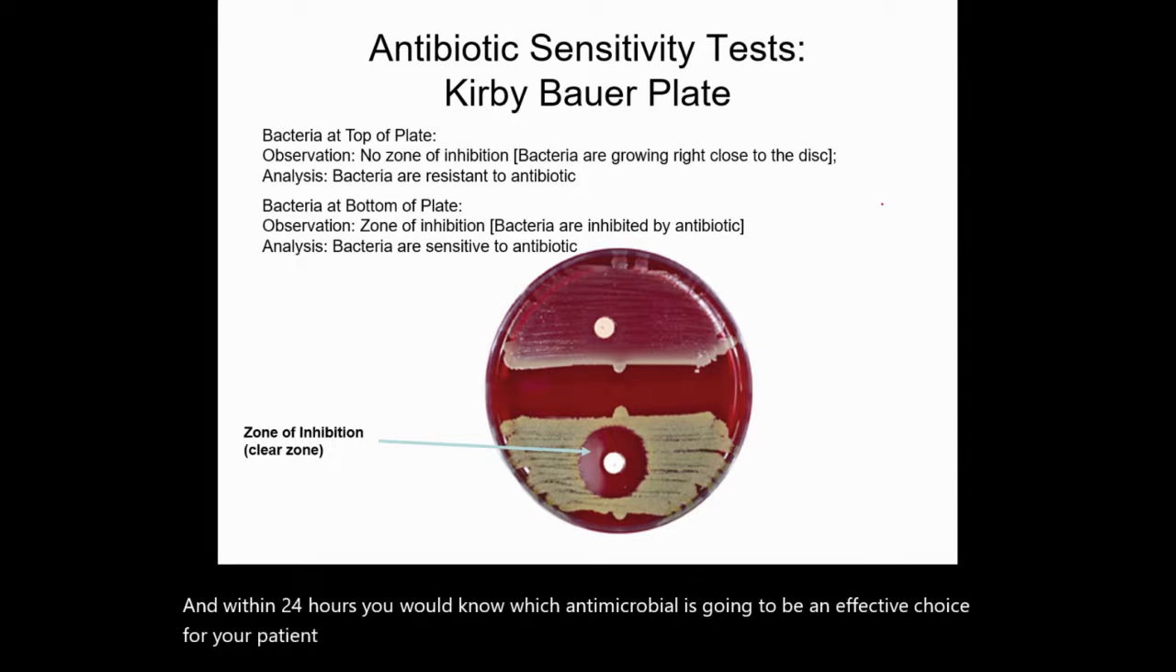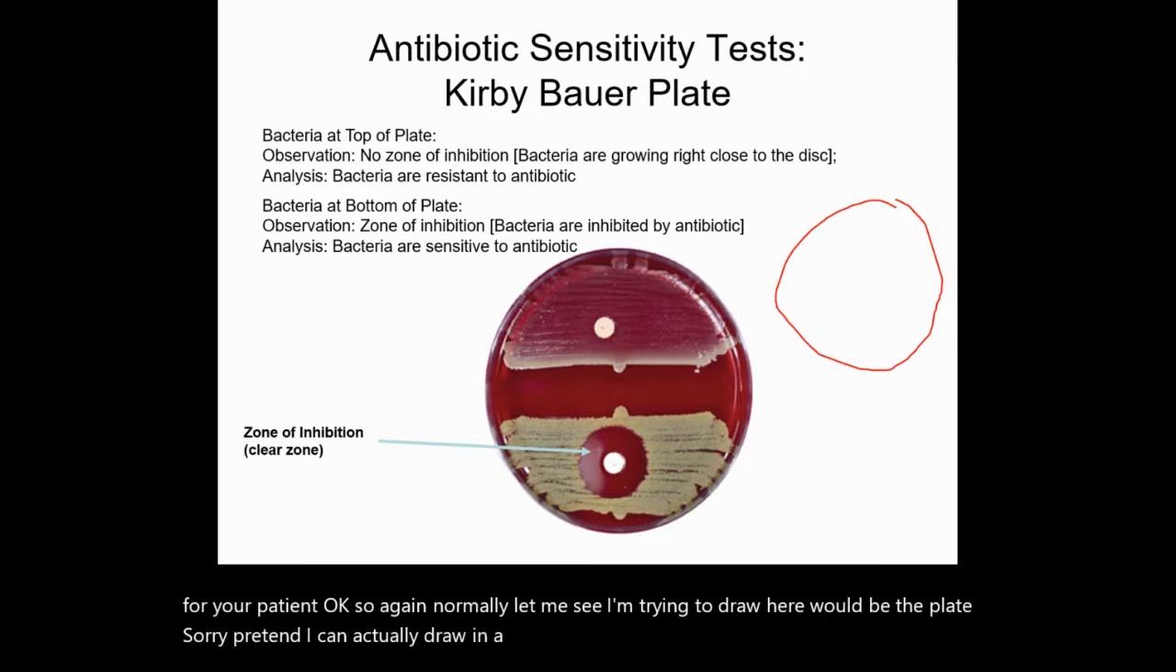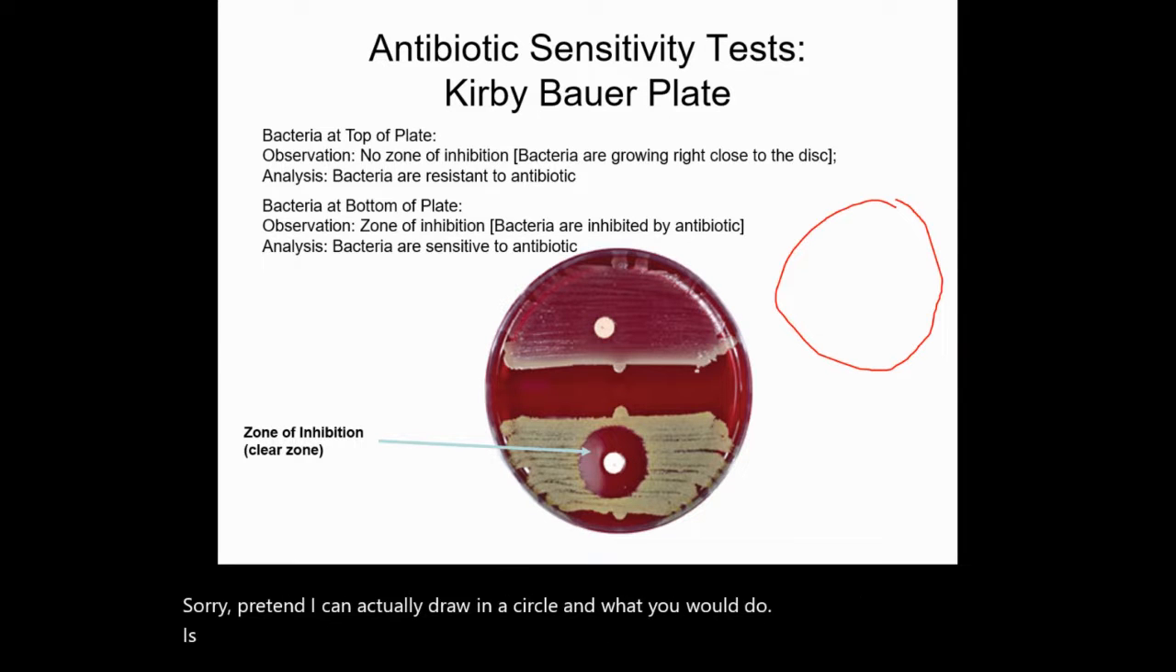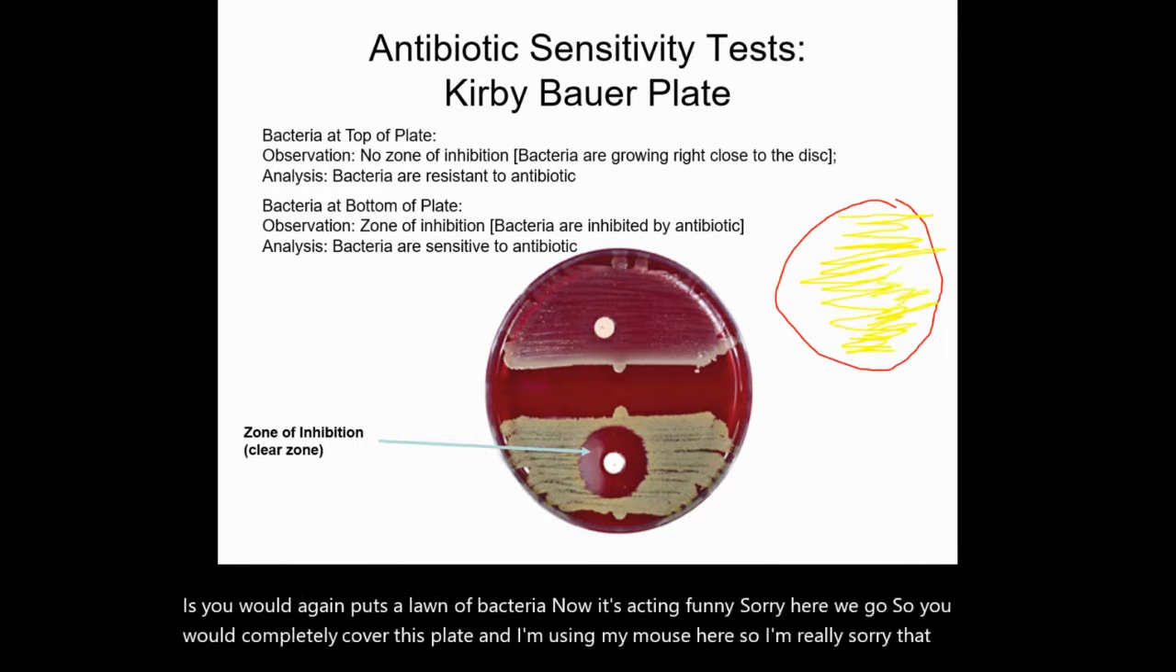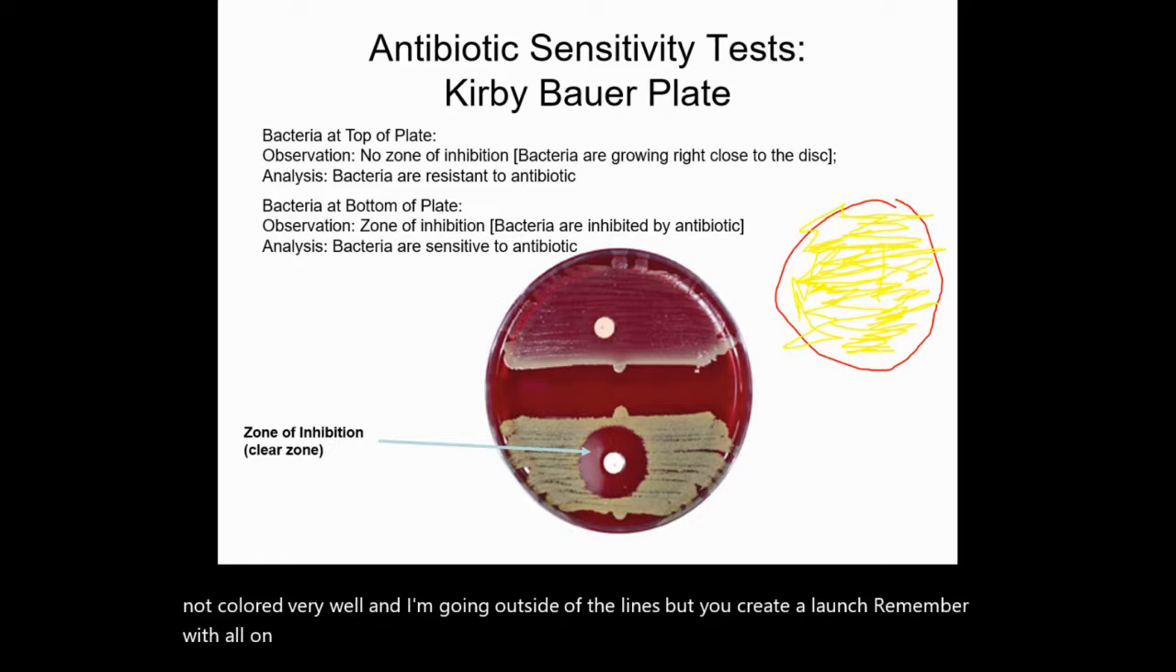Again, normally, I'm trying to draw here. Here would be the plate. Sorry, pretend I can actually draw a circle. And what you would do is put a lawn of bacteria. Sorry, I'm using my mouse here, so I'm really sorry that it's not colored very well and I'm going outside of the lines, but you create a lawn. Remember, with a lawn, you're completely covering that surface of the agar plate.